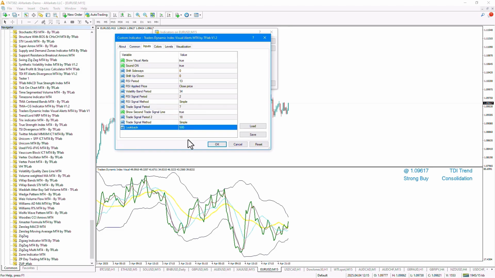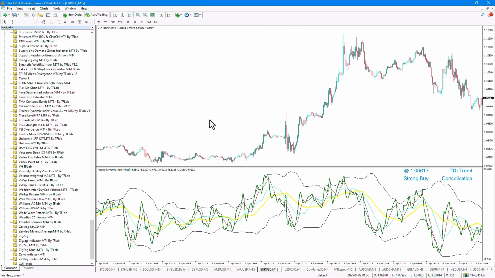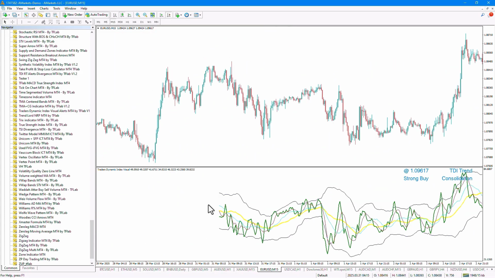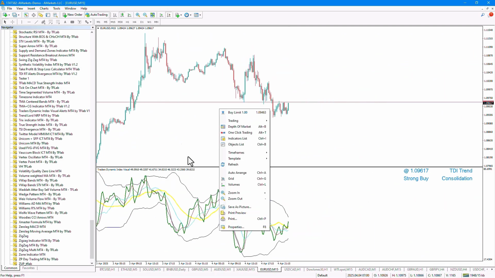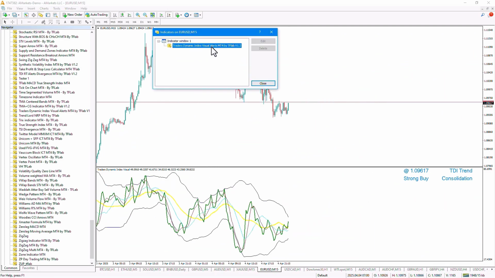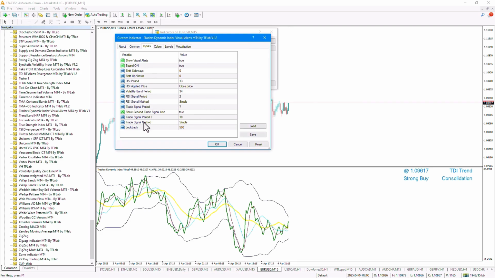In the last section, you can set the number of candles for calculation and display on the chart, which is set to 500 by default. This means it will only perform calculations for up to 500 candles and display them on the chart. Here, we can also increase or decrease these values.